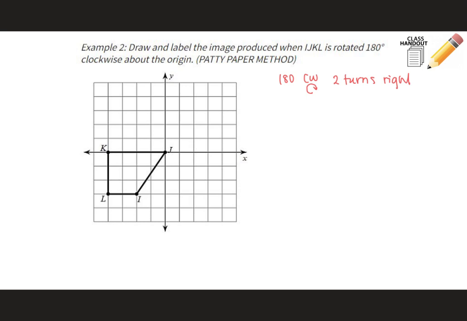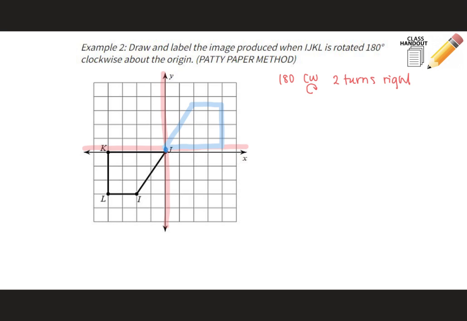So the patty paper method, we're going to trace our figure and our X and Y axis. Okay, so I'm going to go ahead and trace my X and Y axis. And then I'm going to trace my figure. And now what we're going to do is we're going to take our figure and we're going to rotate it 180 degrees clockwise. So that's going to be 2 turns. So there's 1 turn and then there's 2 turns. And on my iPad, I'm not going to be able to get it perfectly straight, but we can basically see where our new points are going to be.